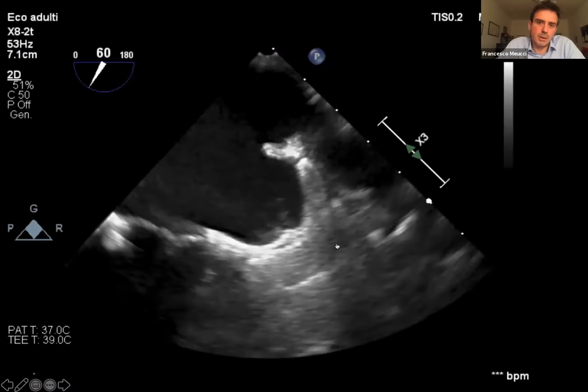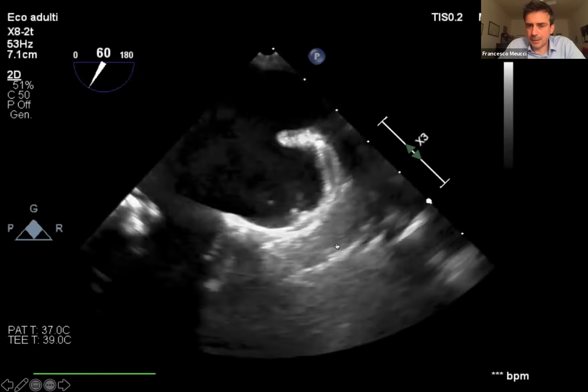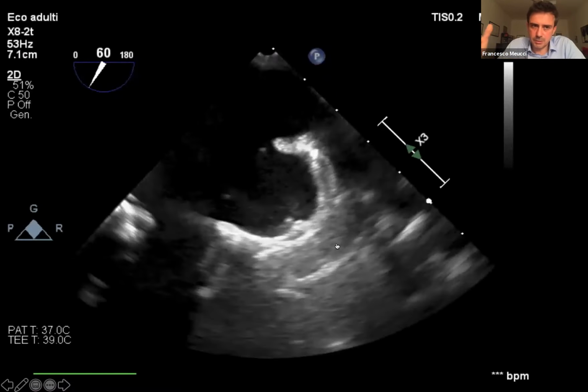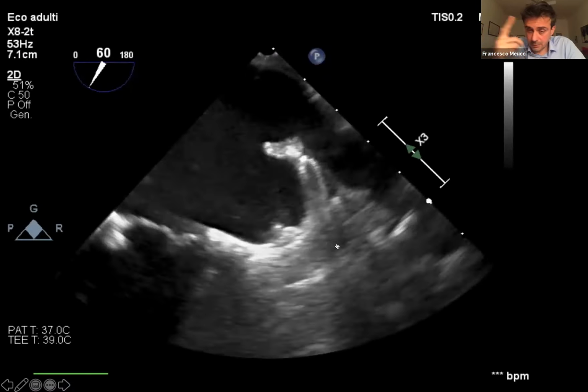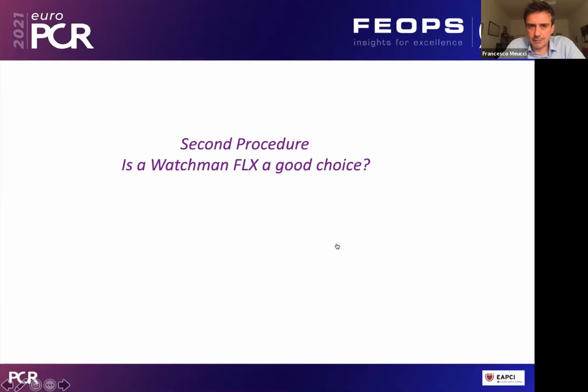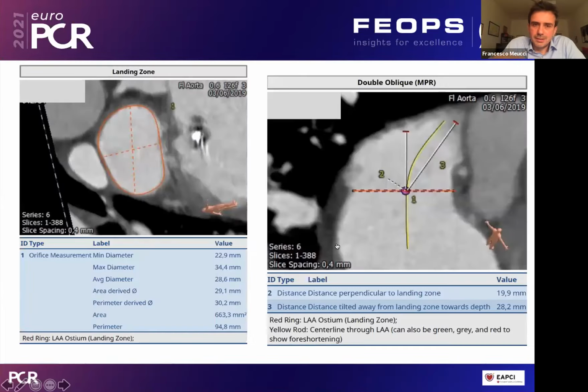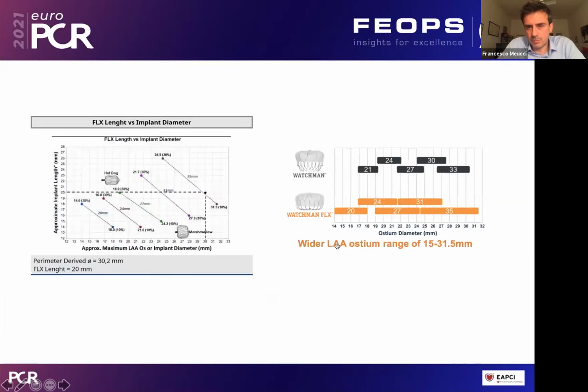So I decided to remove the device and leave the patient without any device, because we didn't have the Flex device yet in our cath lab. We decided to try this procedure again with a Flex device. Of course, we couldn't admit a second failure, so we decided to send images to FEops.